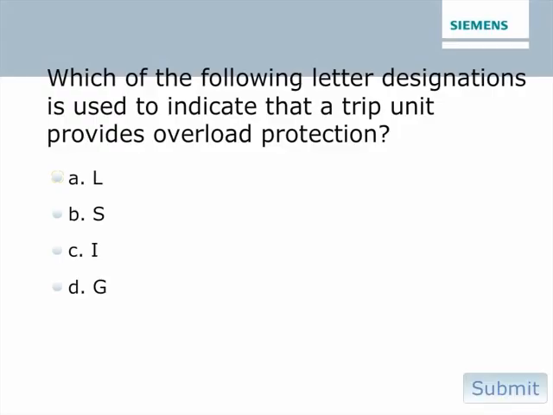Question 16. Which of the following letter designations is used to indicate that a trip unit provides overload protection? Is it A, L, B, S, C, I, or D, G?